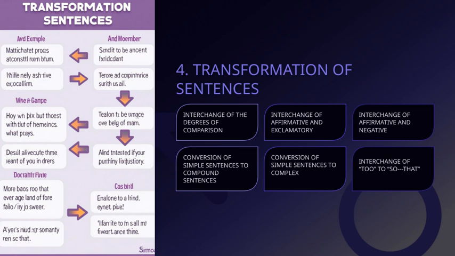Moving on, converting simple sentences into complex ones involves adding subordinate clauses to provide additional information or context, making our sentences richer and more detailed. Another important point is the interchange of negative and affirmative sentences. This is about understanding how to flip statements to change their tone or focus, which can be useful for emphasis or clarification.